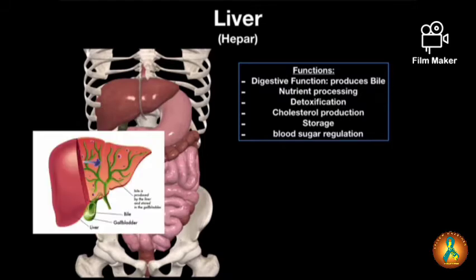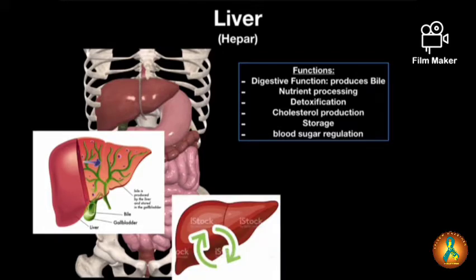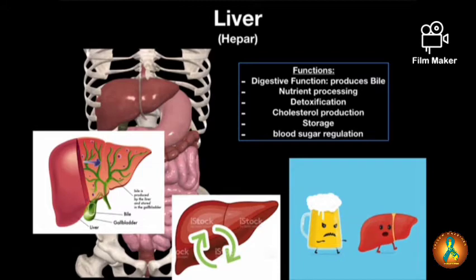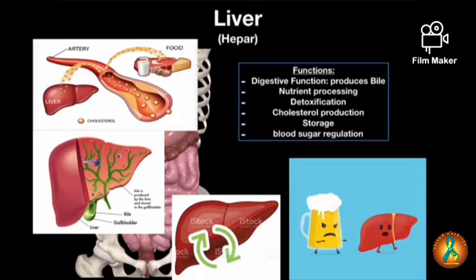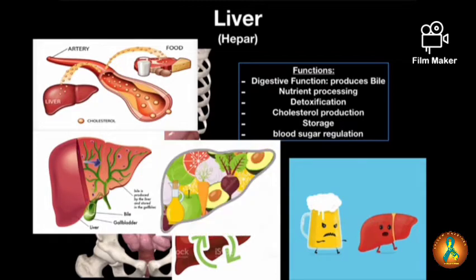It has a digestive function by producing bile, but it also processes the nutrients you absorb. It detoxifies the body, transforming potentially harmful substances such as drugs and alcohol into harmless products to be eliminated in the bile or urine. It also produces cholesterol, which is used for production of hormones and also vitamin D. And also, many nutrients are stored in the liver, including certain fats and glycogen. And this stored glycogen can be used in case of low blood sugar, for example. So it has many functions.